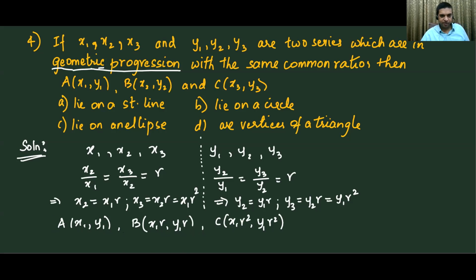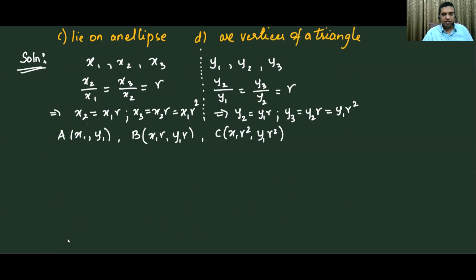Okay, directly we can write this. So now you observe this. Now one way to test between A and D, we have to test whether they lie on a straight line or they are vertices of a triangle. What do we do? We just test the area of the triangle. Apply the area of triangle formula.